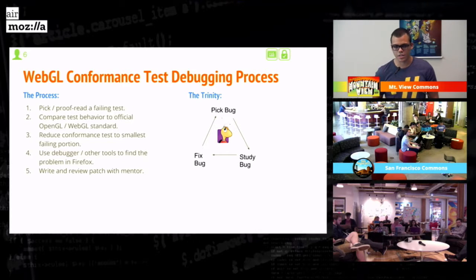Then you would just use standard debugging tools, Visual Studio Debugger, GDB, etc. Write a patch for it, review it. That was kind of an iterative thing until we got it working, and then submit it. And then you can see the simplified version on the right.